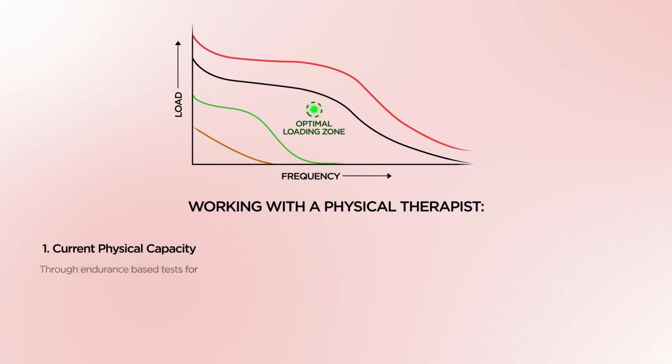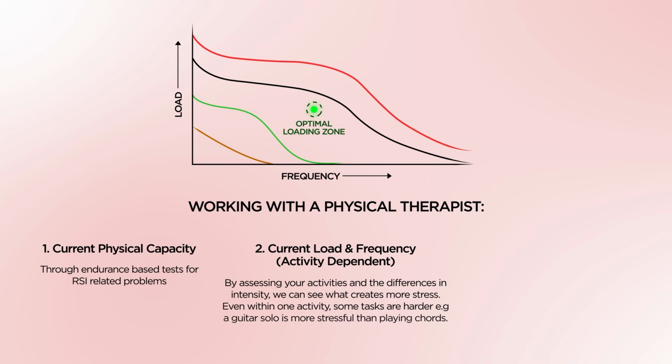That's 1, through endurance-based tests for RSI-related problems. 2, they can help you assess your current load and frequency of your activities through a comprehensive assessment of what you're doing and performing, and clarify the differences of intensity during that performance. I've alluded to this before in my other pieces of content, but within any specific activity, there are certain things that cause more stress compared to others. For example, playing a solo with the fret hand on a guitar is likely more stressful than playing chords. And 3, your psychosocial factors.